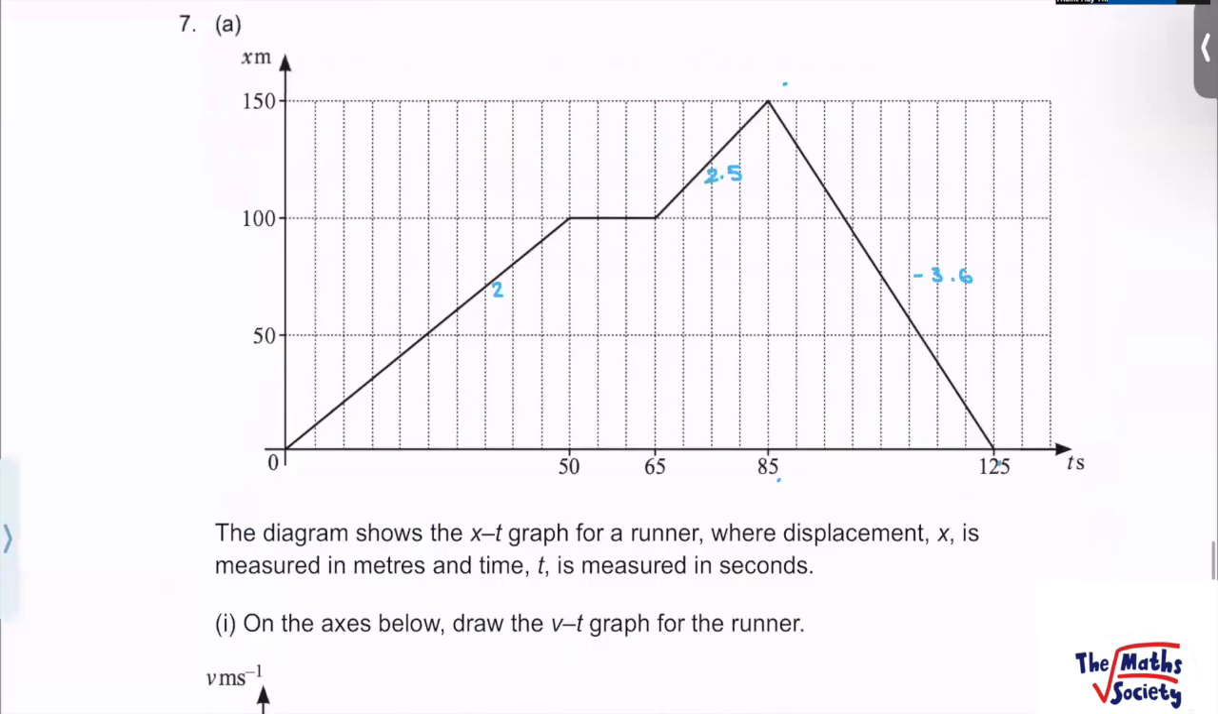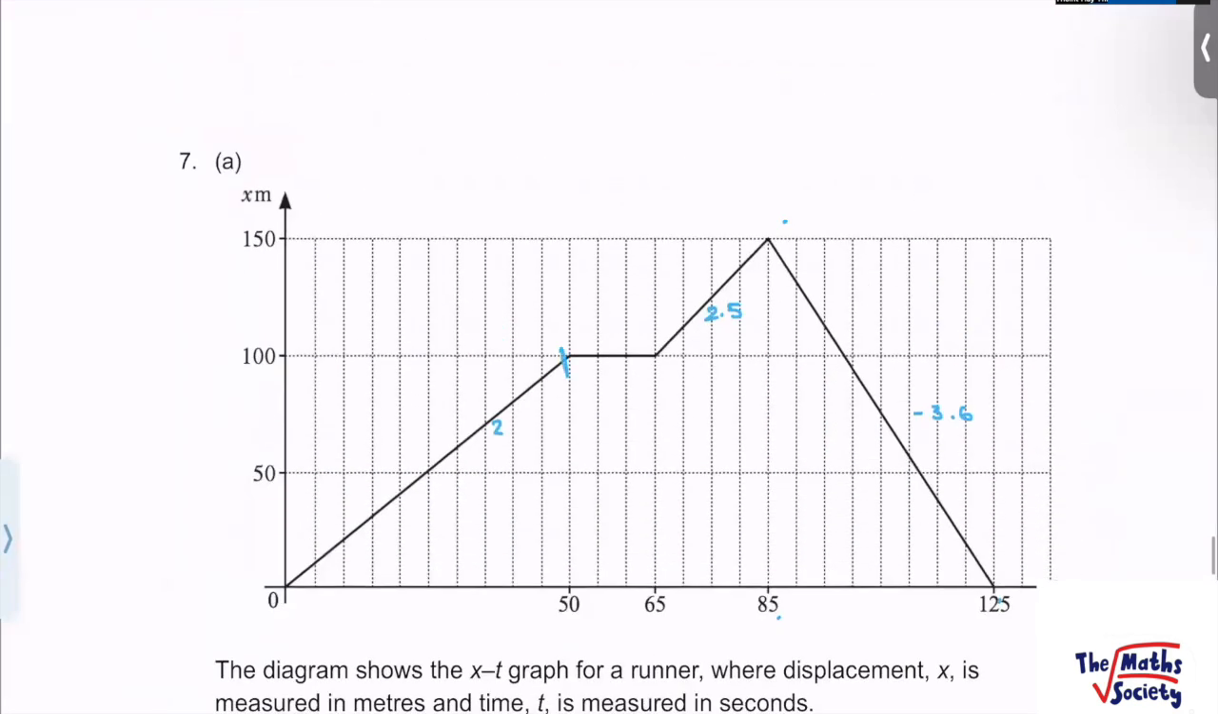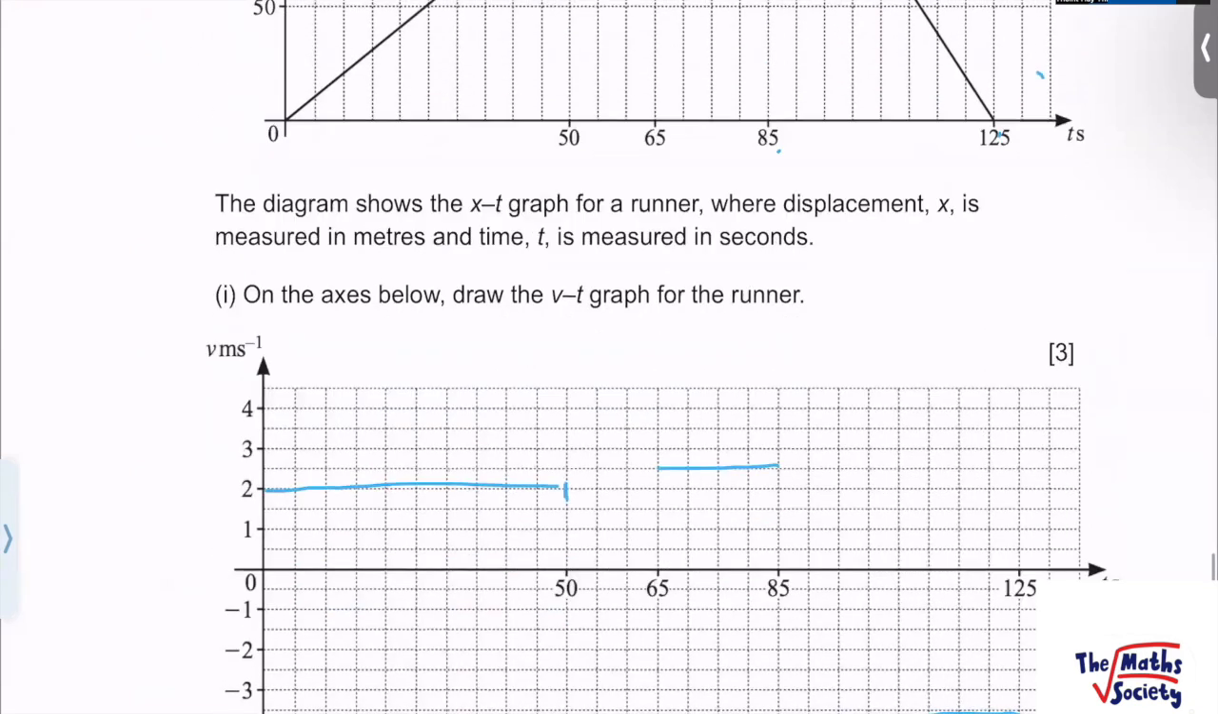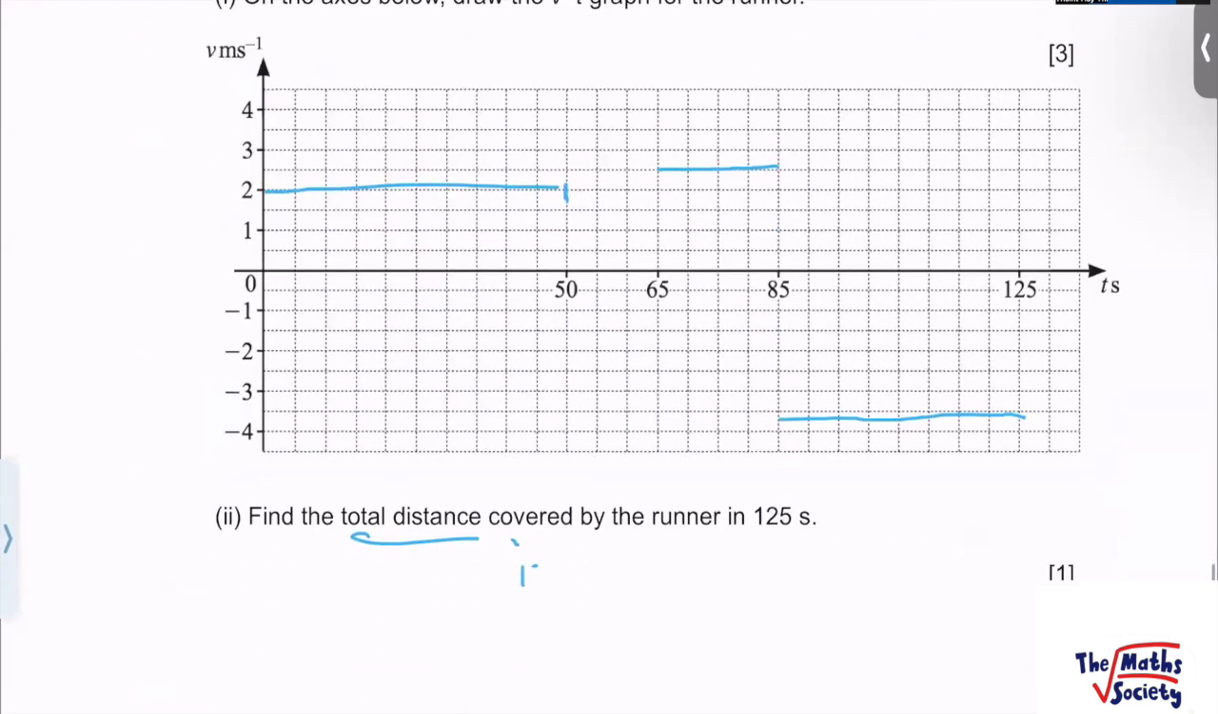Total distance, so it's just distance. They run 100 meters, then 50 meters, and then go back 150. So it's 100 plus 50 plus 150. So that's a total of 300 meters.